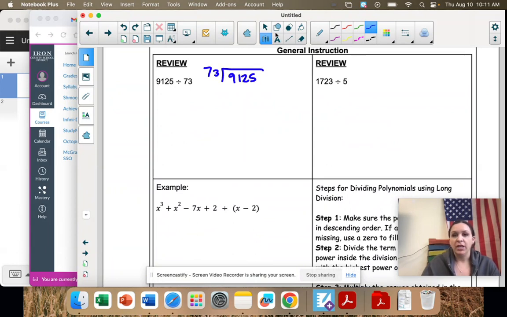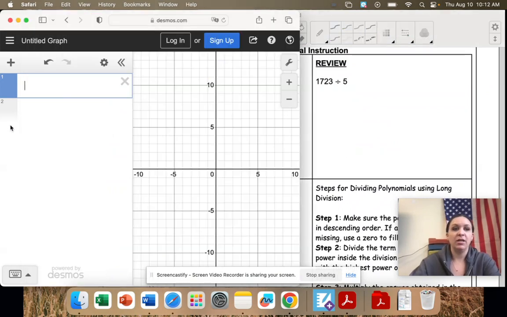So when we're looking at these, we're looking at just 73 and 91. Okay, we're ignoring the 25. So we're trying to think, how many times does 73 go into 91? And it is one time. So we write the 1 up here and then we multiply. 1 times 73 is 73 and we write it underneath and then subtract. So 91 minus 73 gives us 18.